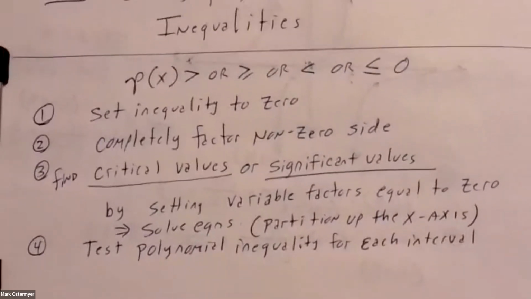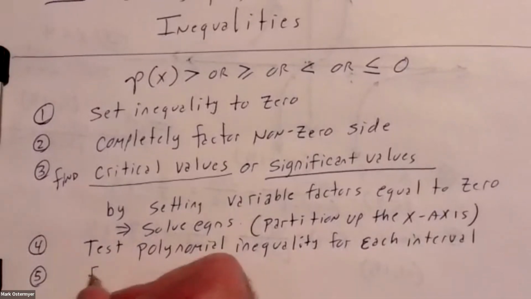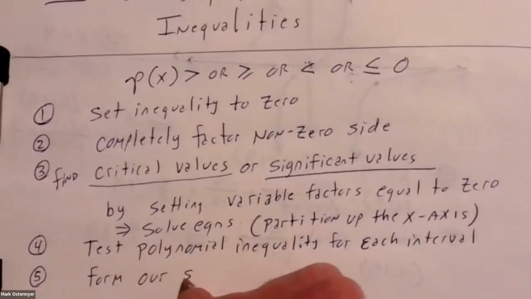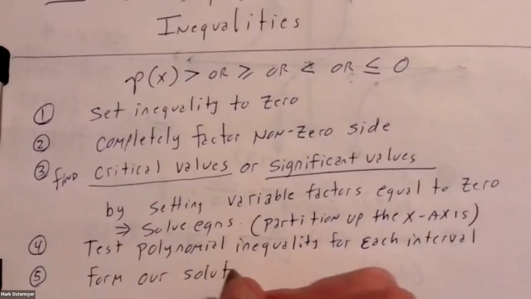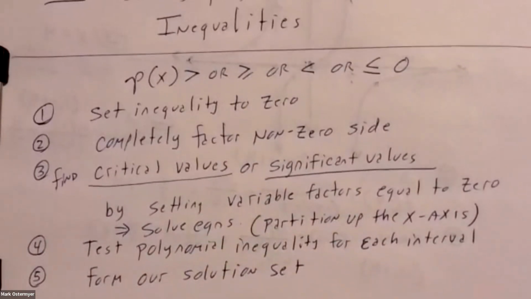And by doing that, that will enable us to ultimately put together the solution set of the polynomial inequality. So the last step is we're actually just going to form our solution set then. And that's it. Basically, those are the steps to pursue when trying to solve a polynomial inequality.